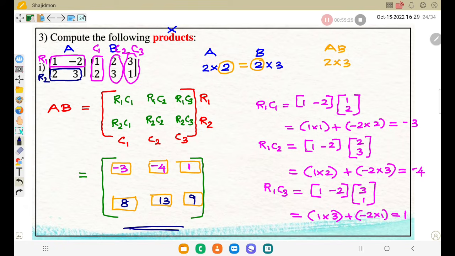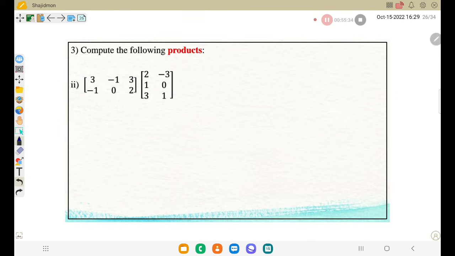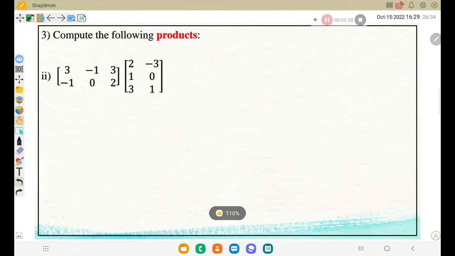I hope you understood this question. Now we will go to the next question. We will practice one or two more. Compute the following product. Question number 2. This matrix, compute the product.